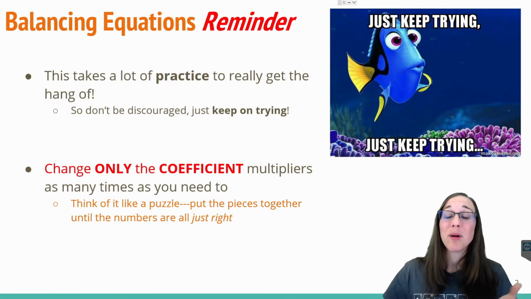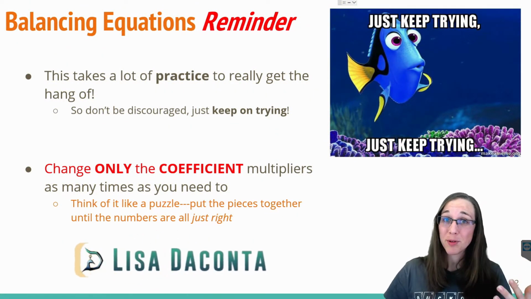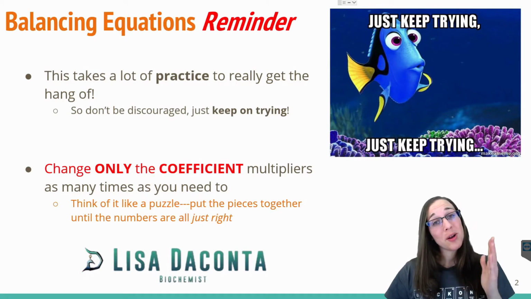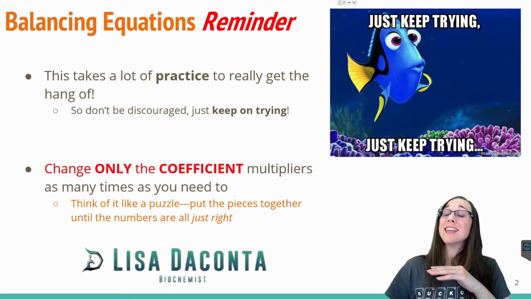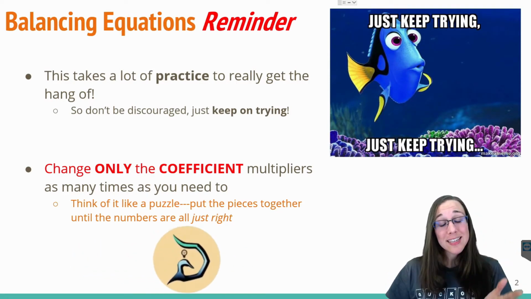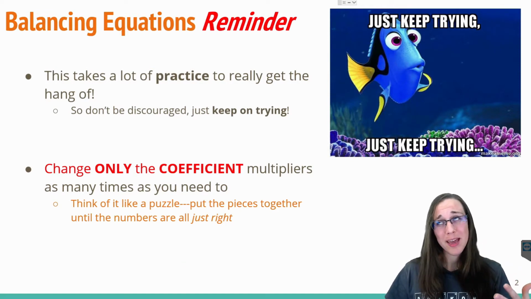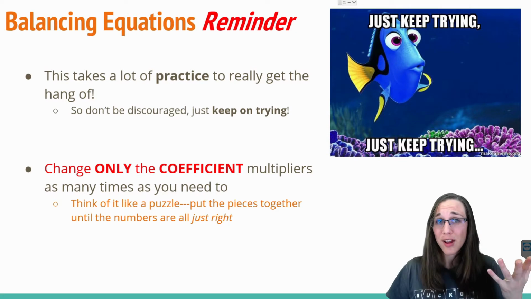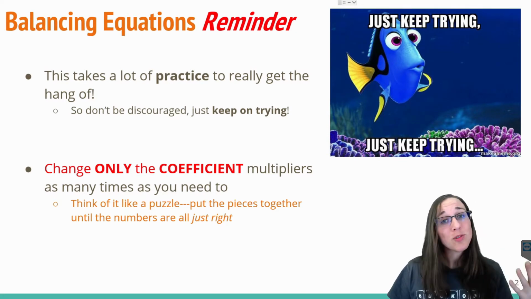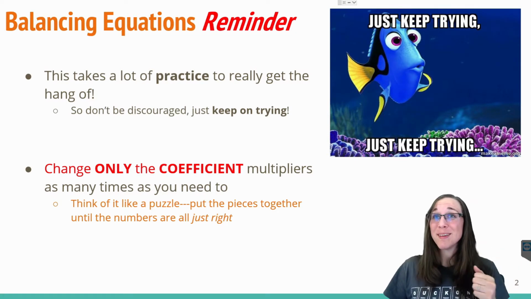Just as a reminder from our previous lesson about balancing chemical equations, we are only manipulating the coefficients, never the subscripts, and it takes a lot of practice to get the hang of these. So don't give up right on the first bet, especially if you don't see the pattern right away. That's okay. Just keep trying.